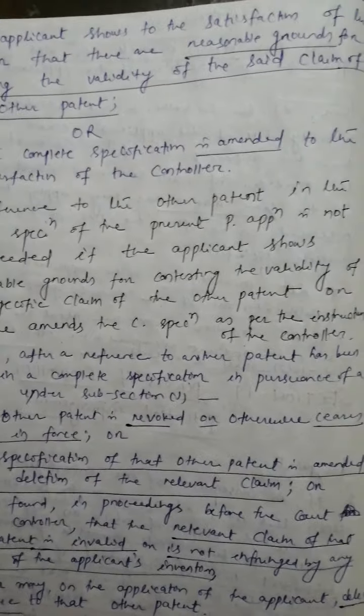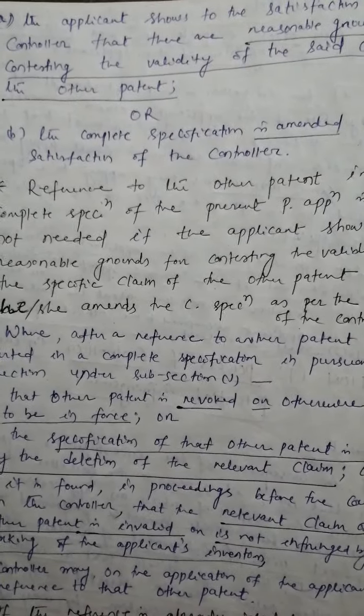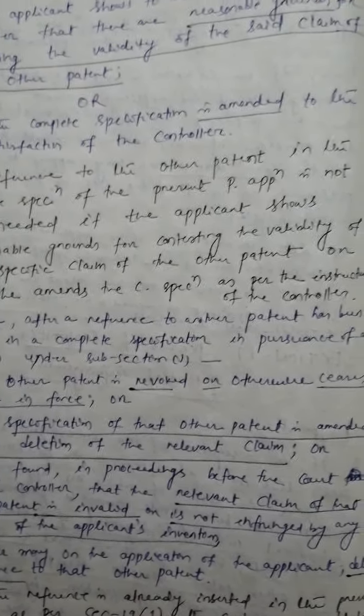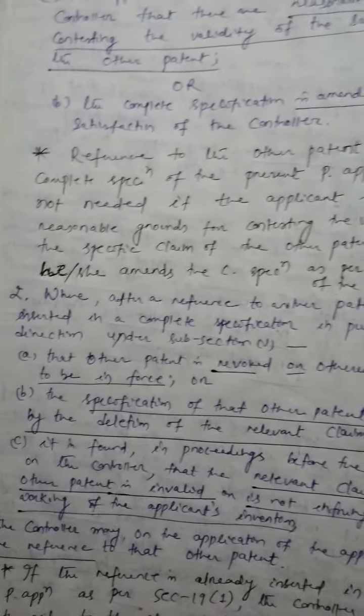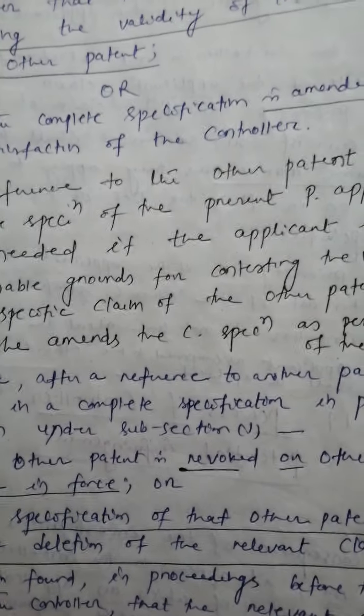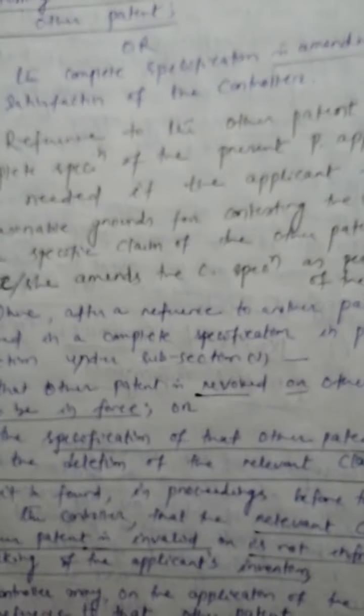Clause A says the applicant shows to the satisfaction of the controller that there are reasonable grounds for contesting the validity of the said claim of the other patent, or the complete specification is amended to the satisfaction of the controller. So, this lengthy subsection can be simply explained in a few sentences that I have written below in black ink. So, we will go through it first.